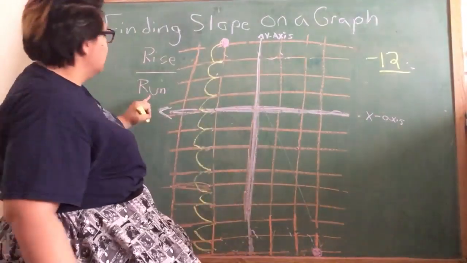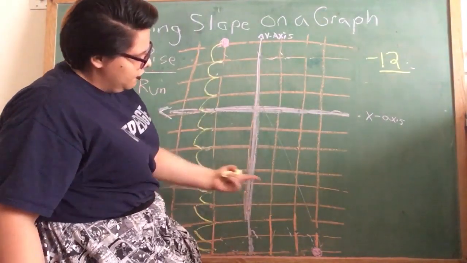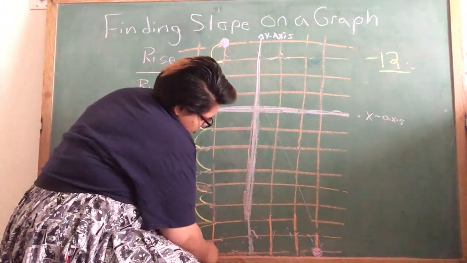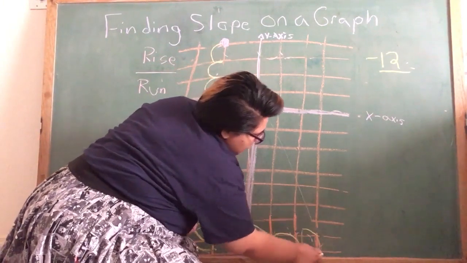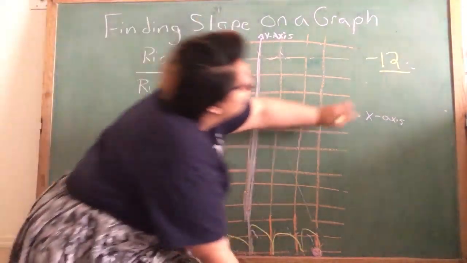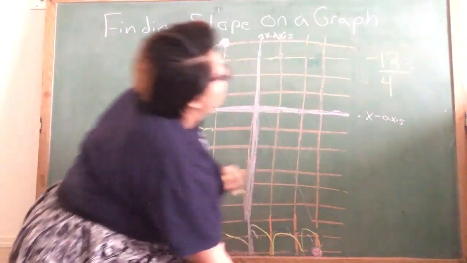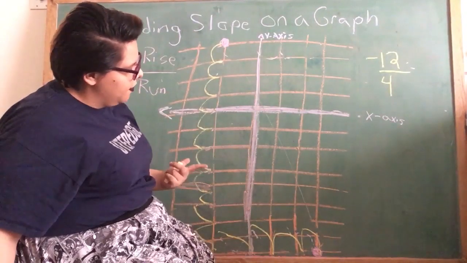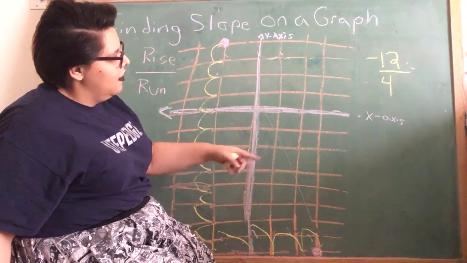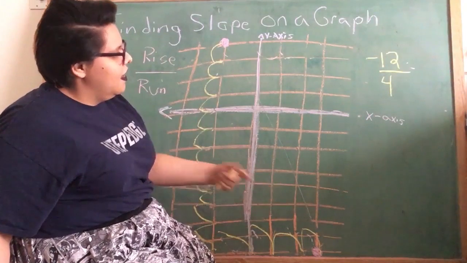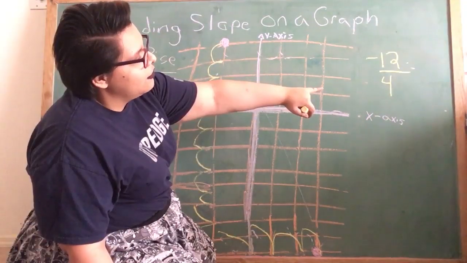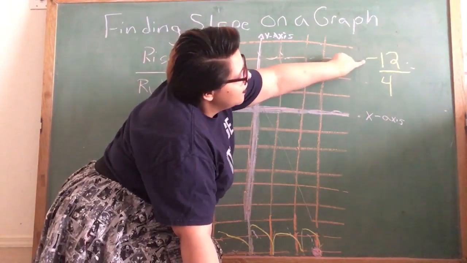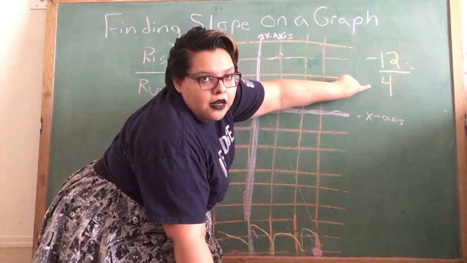for the rise. Now for the run, we have to go left to right. 1, 2, 3, 4. Now because it's going from the left to the right, it's going positive. It's going to the positive side of the graph. Hence why we don't change it. Just because this number has a negative does not influence this bottom number.